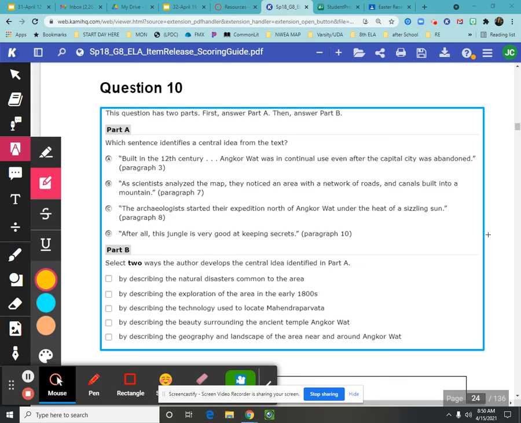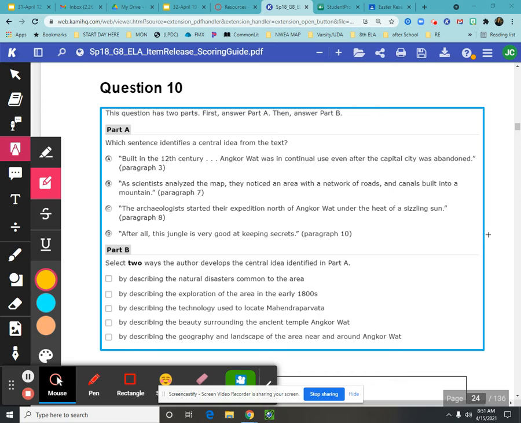Question 10 is a two-parter. Again, if you have a two-parter like this, you have to get A in order to get B. You cannot get B if A was wrong. They just assume that you picked the right one by accident, okay? So if you're going to spend any more time on one than the other, it's going to be A, because you can get partial credit if you get A, but you can get nothing if you don't get A, okay?